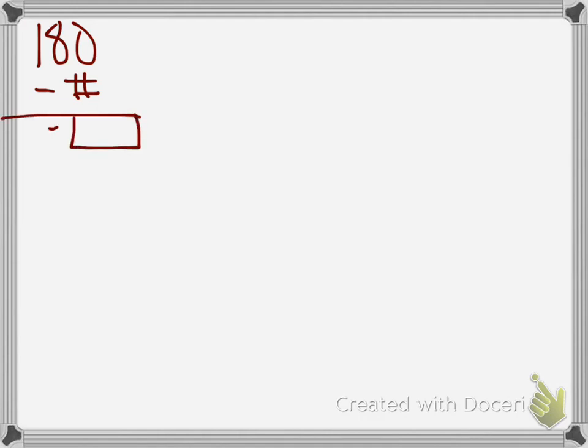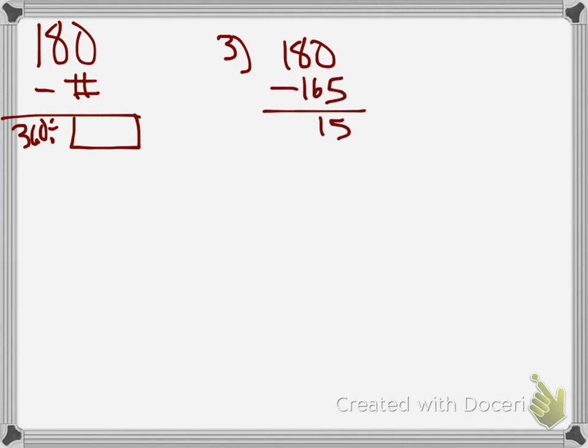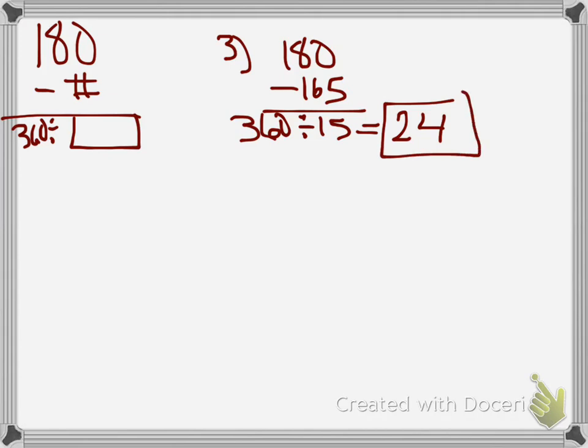3 and 4, the idea here is that you're saying 180 minus some number, whatever answer you get, you divide that into 360, and then that's your how many sides. So like on number 3, I can say 180 minus 165, get an answer of 15, divide that answer into 360, and you would get 24. So this figure has 24 sides.